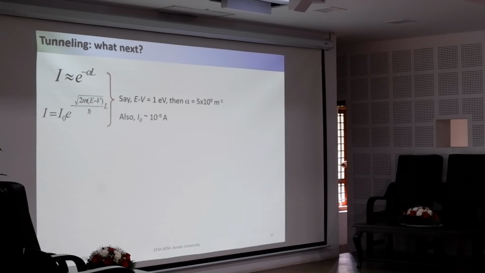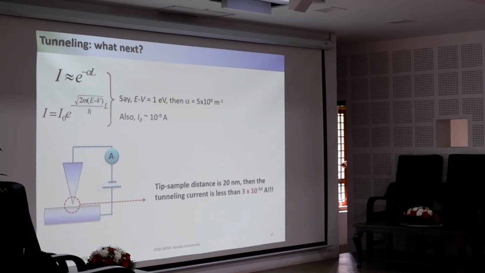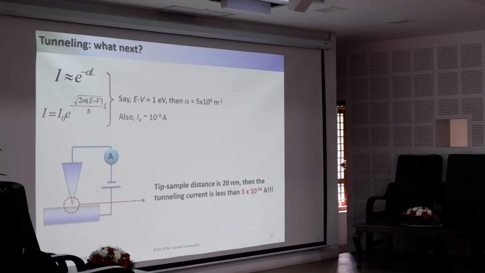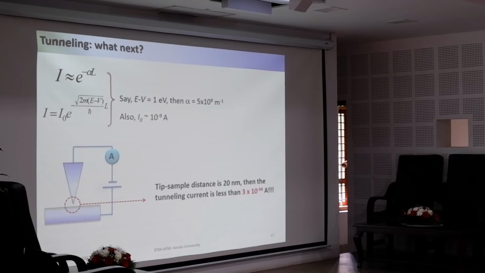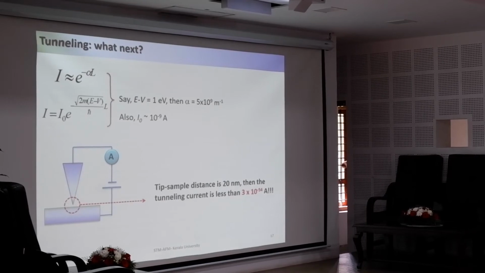If I assume E minus V as 1 electron volt, then if I measure the tunneling current, I know what this distance is, all those things. Tunneling current will be 10 raised to minus 54 ampere. That means after 1 electron passes, we have to wait for the entire universe to completely start over a million times, then only the next electron will go.